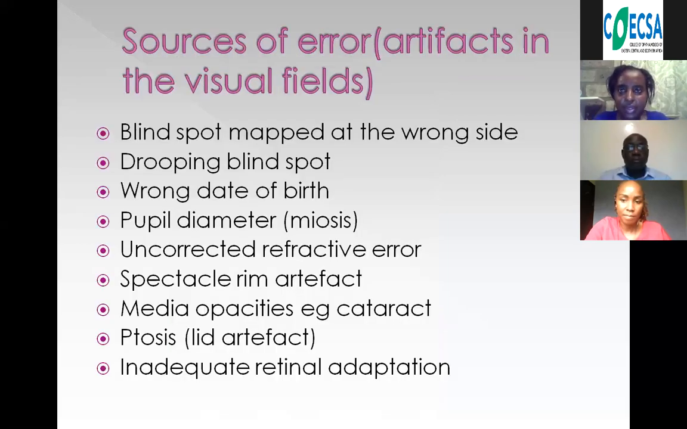So there are sources of errors which we can find in a visual field, and it's important to note them so that we interpret the visual field correctly. And these are the blind spot being mapped on the wrong side, a drooping blind spot, a wrong date of birth entered, a myotic pupil, uncorrected refractive error, a rim artifact of the spectacles, media opacities like cataract, ptosis, and inadequate retinal adaptation. So I'll just give pictures of the same, which you can appreciate so that we can be able to note them down.